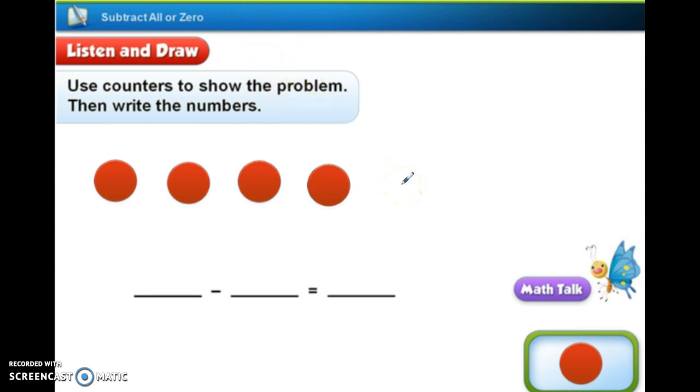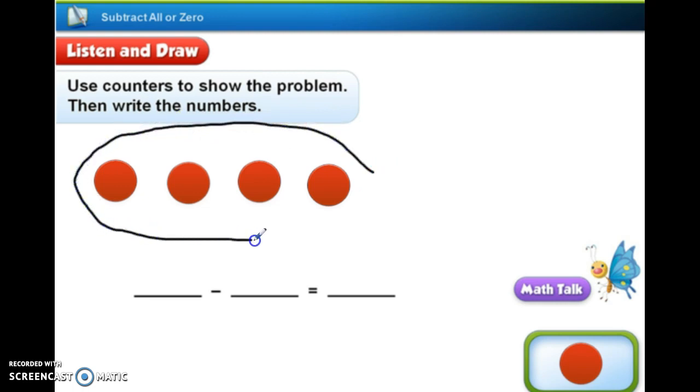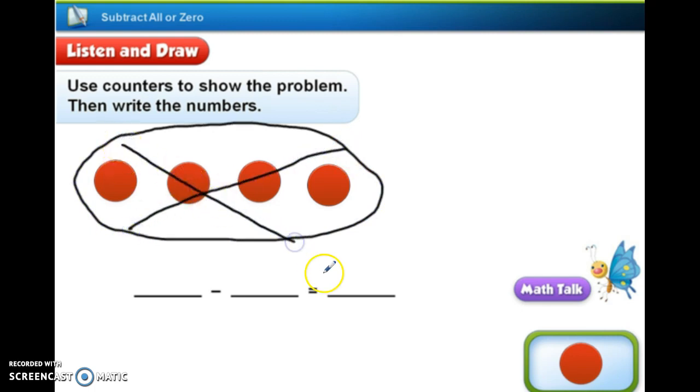Let's circle what was taken off the shelf. 4 toys are on the shelf. 4 toys are taken off the shelf. So circle 4 circles and cross them off. So what are we left with? Did you say 0? Excellent. If you said nothing, that's the same as 0.